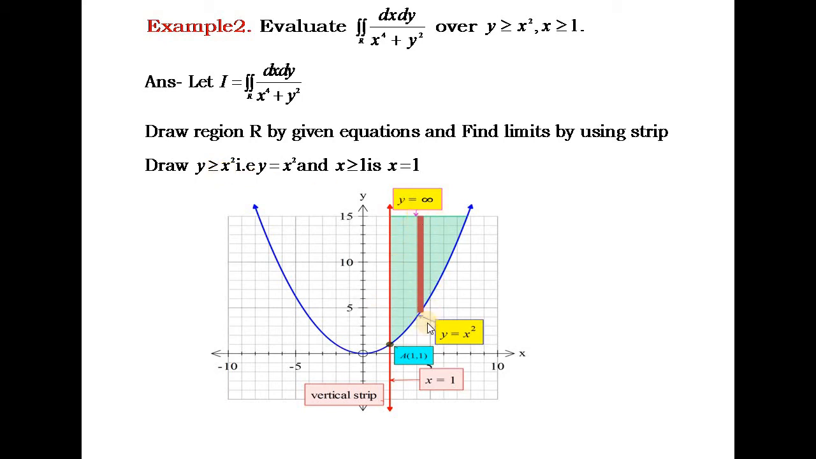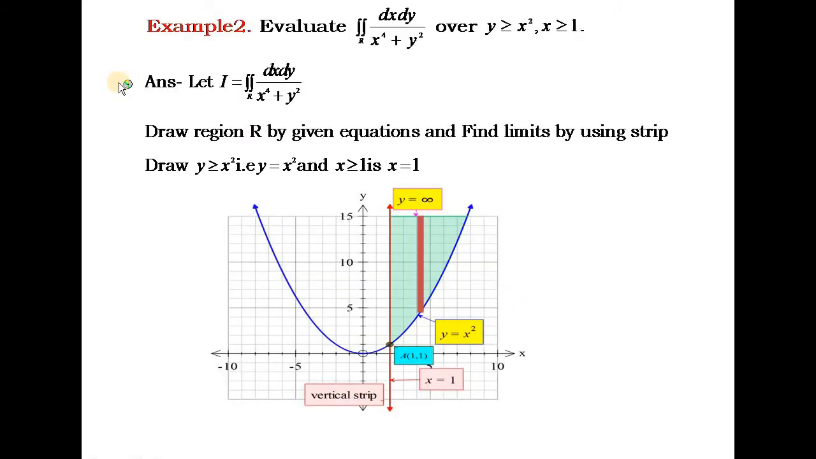I used here a vertical strip. At lower end y is x square, lower end is on the curve, and equation of curve is y equal to x square. So y is x square is the lower limit of y. Upper end is y equal to infinity, no upper limit, upper point, so y is infinity. No limit for this curve y equal to x square, and no limit for x equal to 1 line, so y is infinite.